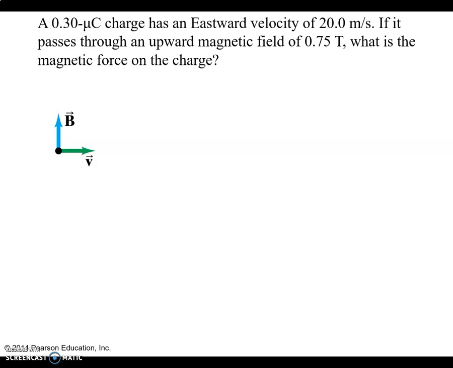Okay, so we want to know the magnetic force. Again, we use the right-hand rule. Right-hand fingers in the direction of your velocity, so they're pointing to the right. Turn your hand so that your fingers can curl up to the direction of your magnetic field B. And the only way to do that is if your thumb is pointed towards you, coming out of the page. So your magnetic force is out of the board.